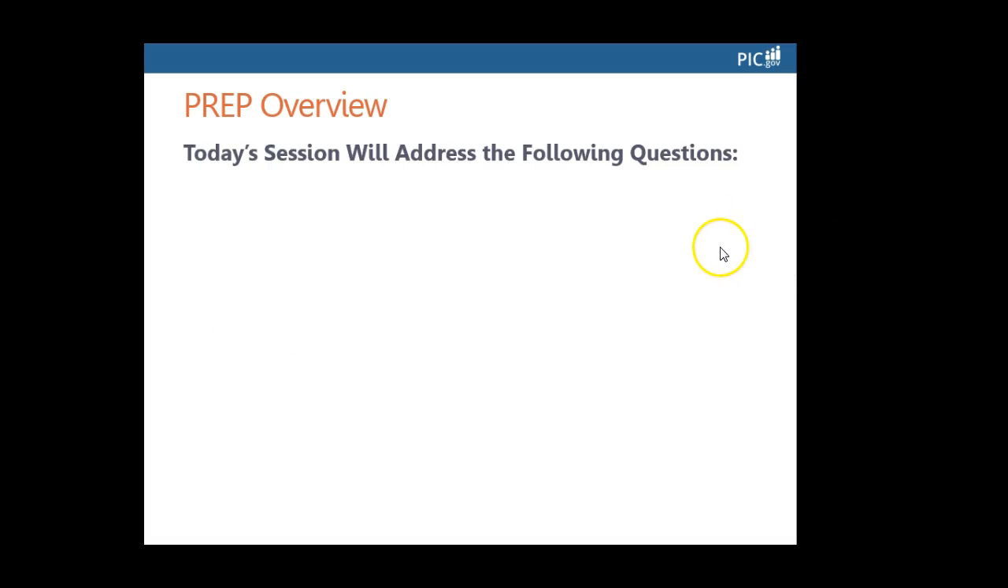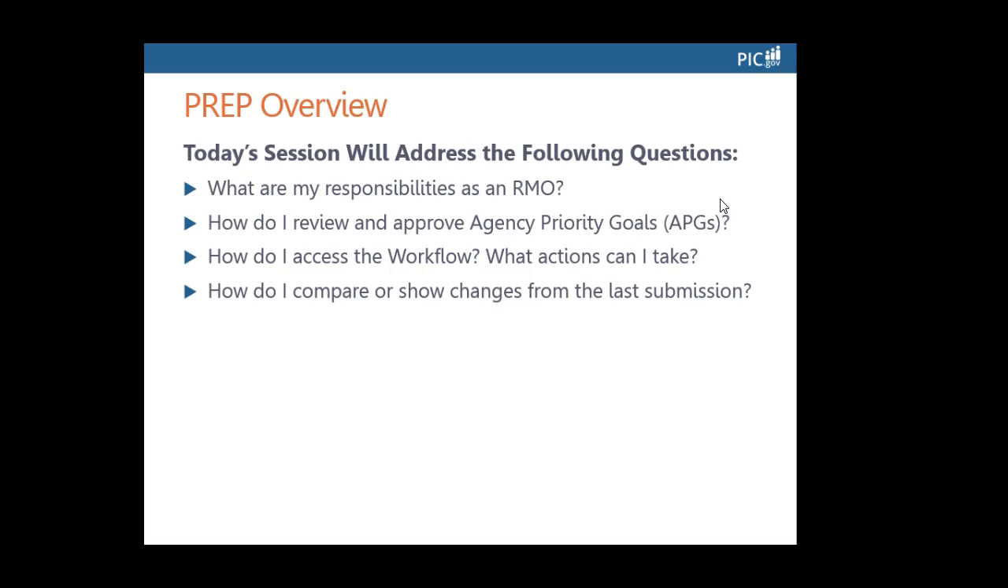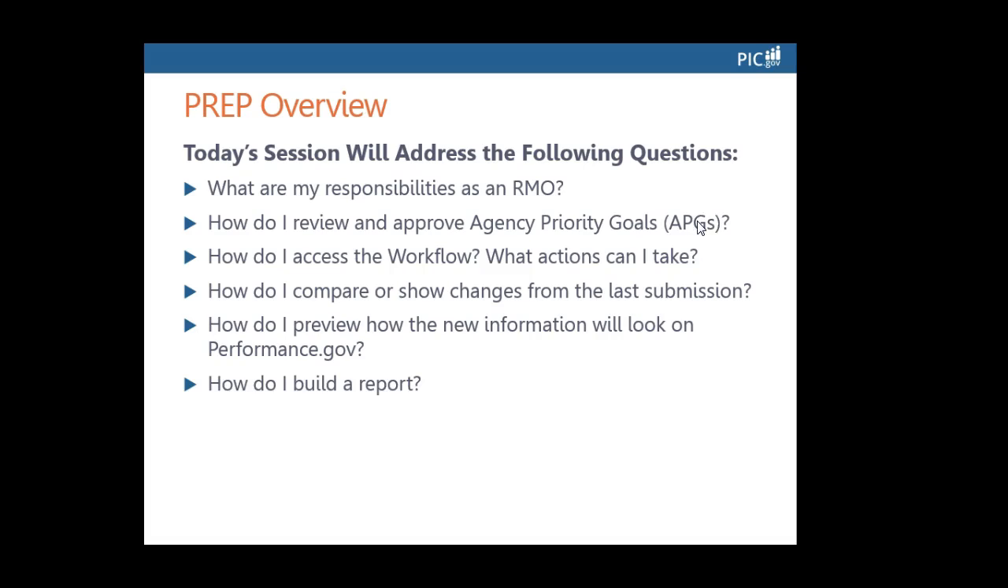Today's session will address the following questions. What are my responsibilities as an RMO? How do I review and approve agency priority goals, or APGs? How do I access the workflow? What actions can I take? How do I compare or share changes from the last submission? How do I preview how the new information will look on Performance.gov? How do I build a report? And finally, is there a PREP user guide?